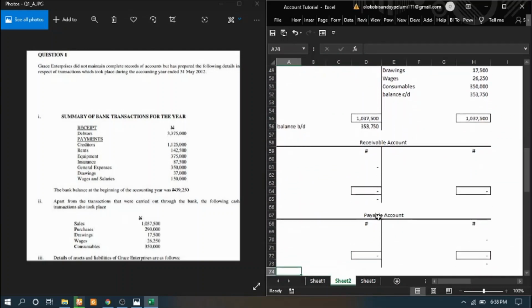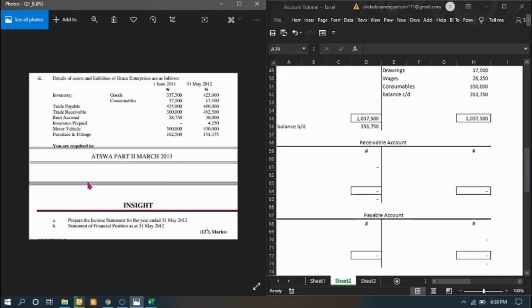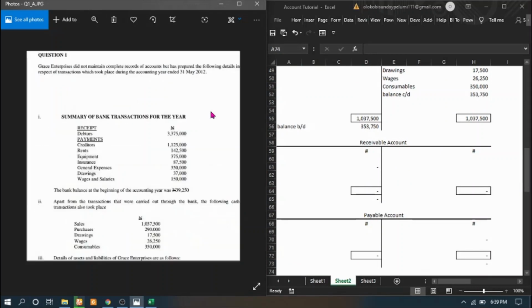So let's prepare the receivable account. Wow, that is very interesting. We should know how to do that. So we have this opening balance of the receivable during the period, this is the closing balance, and we received an amount of cash from the receivable during the period.